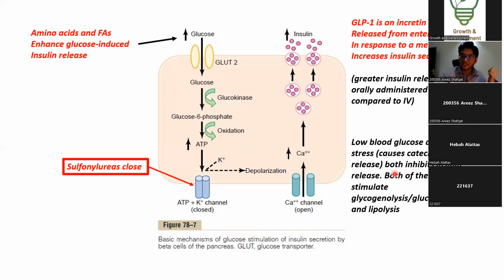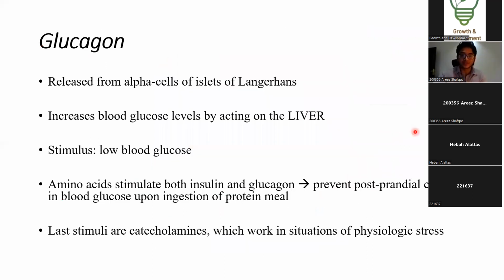Both of these scenarios stimulate glycogen breakdown, production of new glucose by gluconeogenesis, and fatty acid breakdown. Does all of this slide make sense? Okay, good. So remember this pathway, remember sulfonylureas, remember amino acids, GLP-1, and this is quite common sense, really. So I don't think you need to focus on this one.